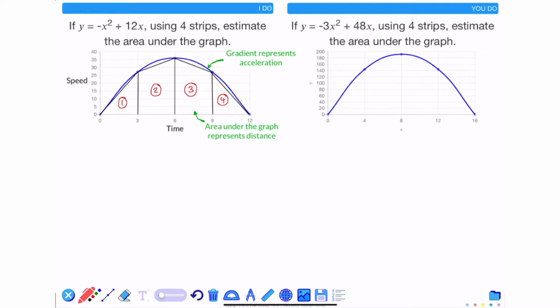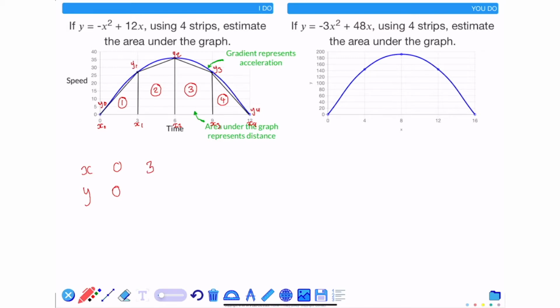The first thing to do in this case will be to work out the values of y at y0, y1, y2, y3, and y4, for each of the different x values at x0, x1, x2, x3, and x4. So for each of the x values, like when x is 0, I need to work out its corresponding y value. Well, using the rule minus x squared plus 12x, minus 0 squared plus 12 times 0 is 0.